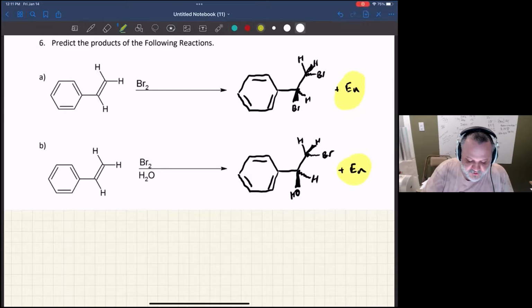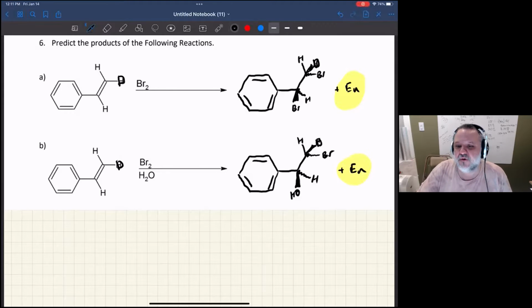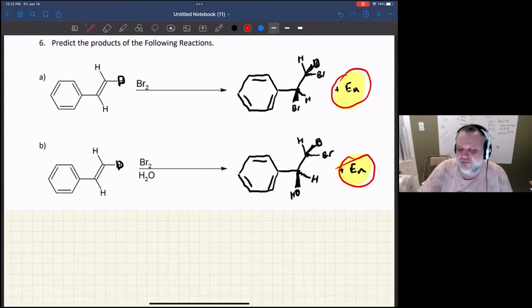But as soon as I change this to a deuterium, it absolutely does matter. What I mean is that I'm going to get the other possible stereo configuration. Most of the time that does mean an enantiomer, but sometimes, remember, it could be a diastereomer if there are other stereocenters in the reactant. And that's all I wanted to show you with this reaction, just to keep in mind the regioselective and stereoselective outcome of these reactions.